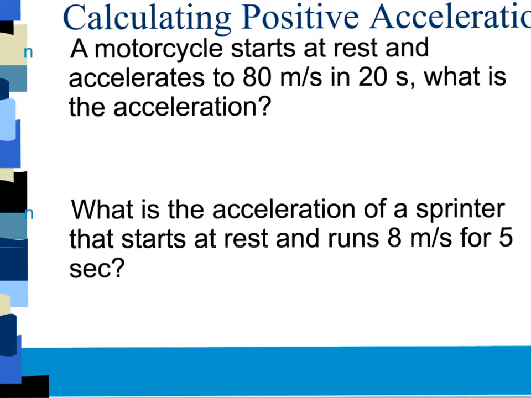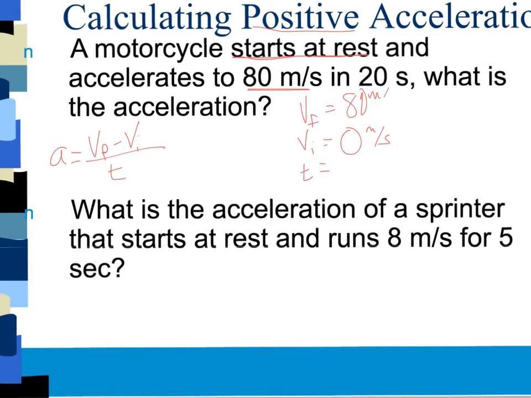All right, so if we solve some of these, we want to calculate positive acceleration. I know it's going to be positive, so I'm going to write my formula down: a equals VF minus VI divided by how much time it takes. Here I know I'm starting at rest. When you get these word problems, it's helpful to write down your information off to the side. So it's starting at rest, my initial speed is 0 meters per second. It accelerates to 80 meters per second, so that's my final velocity. And it takes 20 seconds, the change in time.